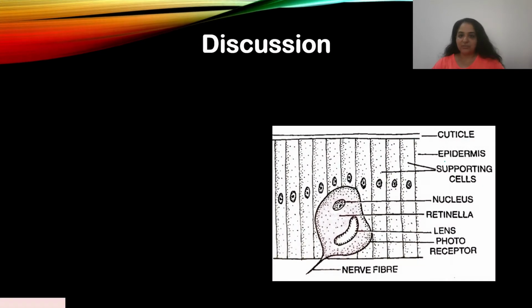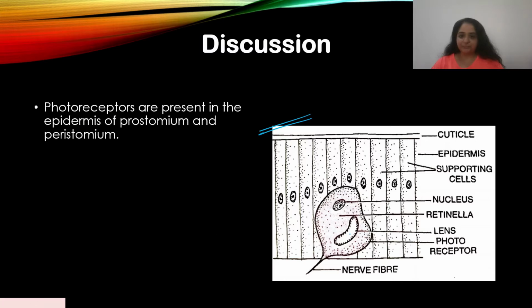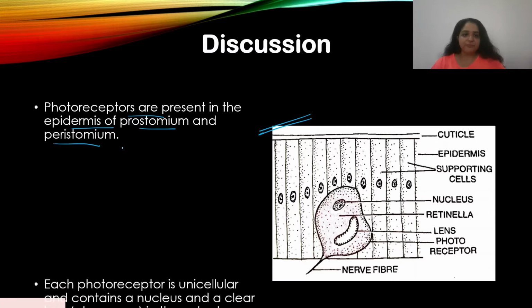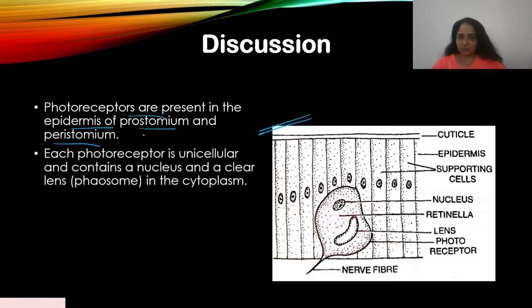Let's look at photoreceptors. So here you can see a diagram of what a photoreceptor looks like. It's like one unicellular structure. It has a nucleus, it has a lens in it. So photoreceptors are present in the epidermis of prostomium and peristomium, where they are abundant. I hope you know what peristomium and prostomium is. Peristomium is the first segment of the earthworm, and prostomium is the dorsal surface that's overhung from the peristomium.